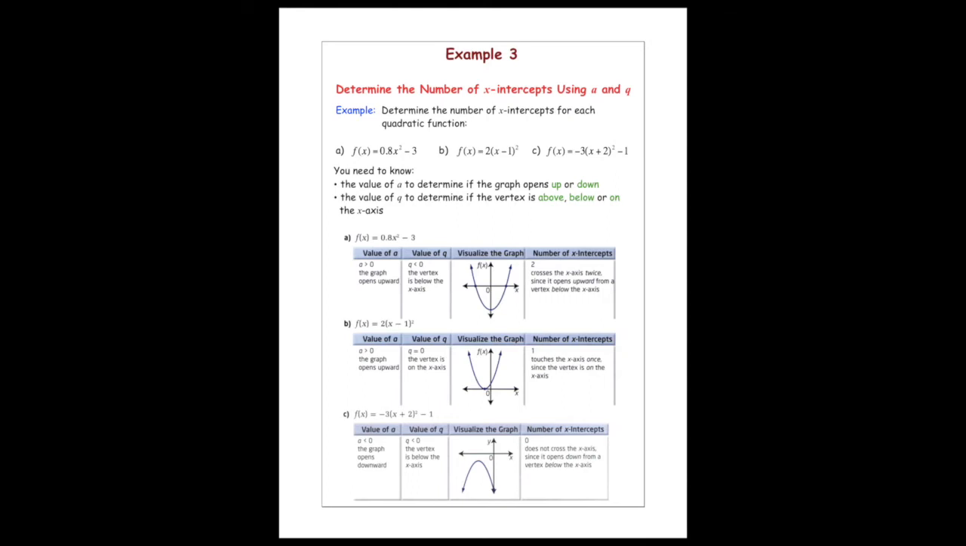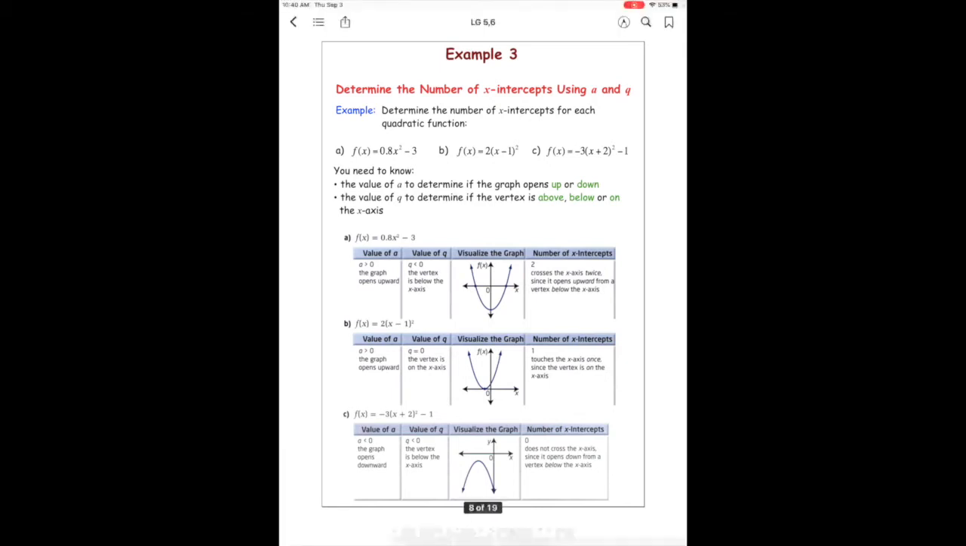We're back with Still Learning Guide 5. We are now on 5.4, so part 4 of the seminar. And in example 3, we are going to determine the number of x-intercepts. How we do this is we just look at the a value and the q, and that'll help us. Or you can sketch a picture and get a visual.